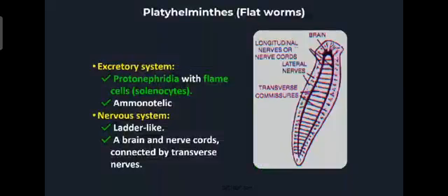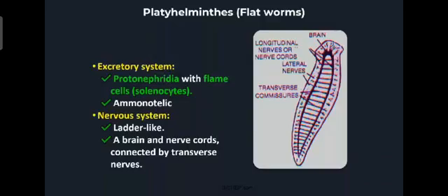So nervous system you will find here it is ladder like. Ladder means seedhi, ladder like. So here in this diagram you can see in between the middle one you can see the steps like is there, ladder like. So nervous system is ladder like. A brain and nerve cords connected by the transverse nerves.